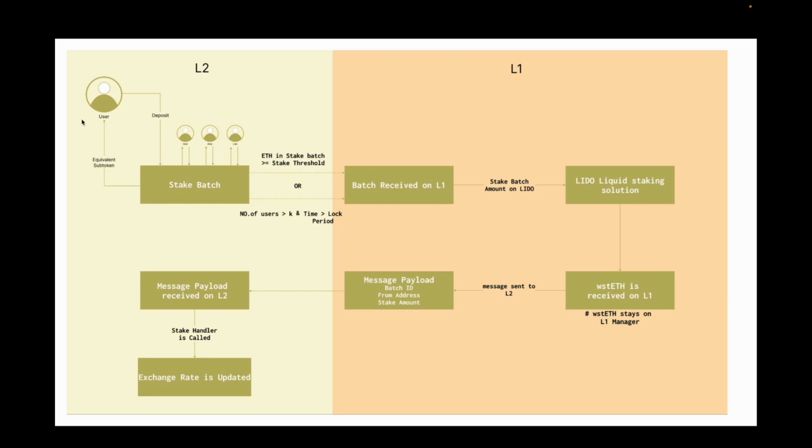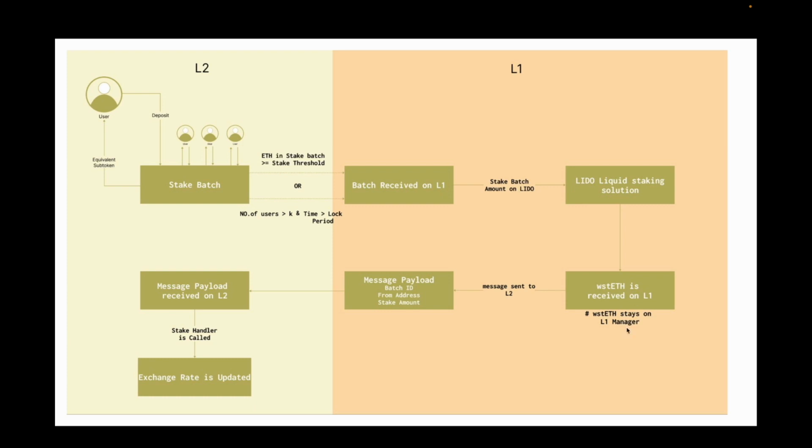So in the staking part, there will be some number of users who will deposit their funds and receive equivalent sub token. Now a stake batch will be created, which, if it meets the following conditions: greater than the stake threshold, number of users in the batch greater than k, and the time greater than the lock period, will be bridged to the L1 blockchain. And after bridging to the L1 blockchain, the amount of ETH will be staked to the liquid staking solution, Lido in our case, and we will receive wstETH.